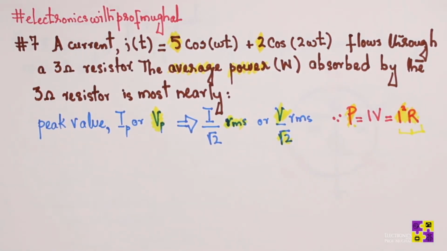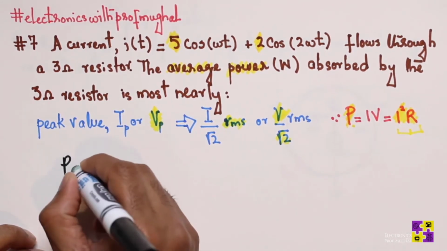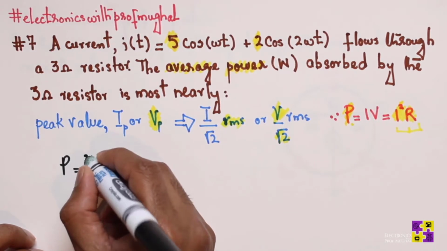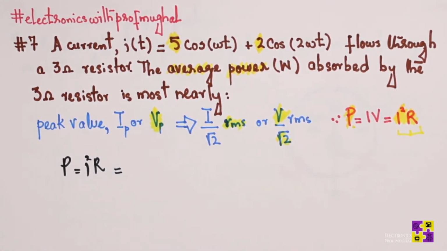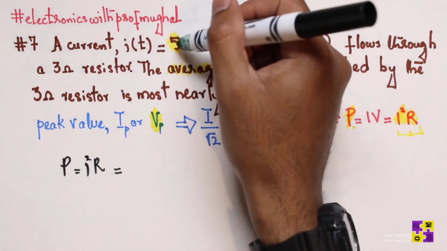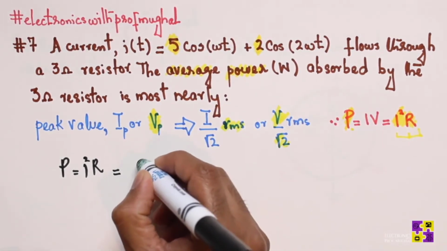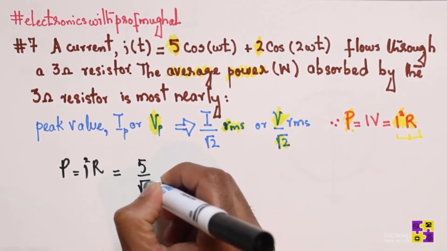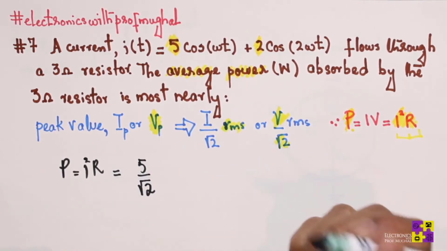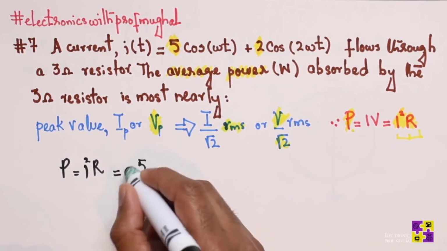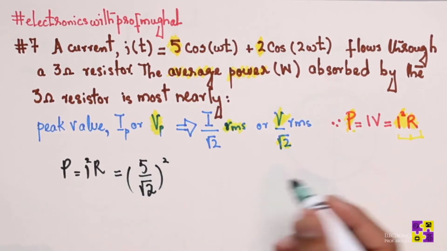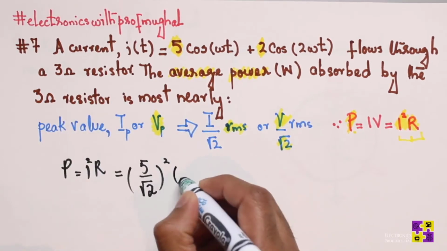So let's plug in the values here. P, remember, P equals I squared R, correct? And then let's find out: we have 5 here, so this is I peak divided by square root of 2. This is now converted into IRMS, correct? I squared times R, where resistance is 3 ohms, correct?